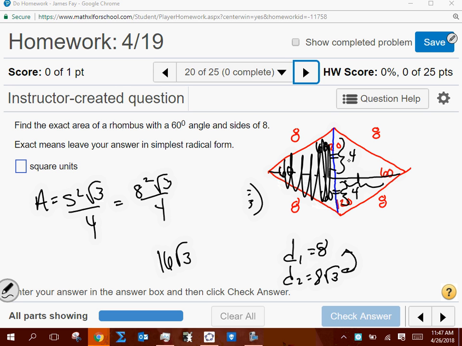How many of those triangles do you have? You have 2 of them. Double that, you get 32 radical 3. Same thing as 1/2 d1 d2 in that case.